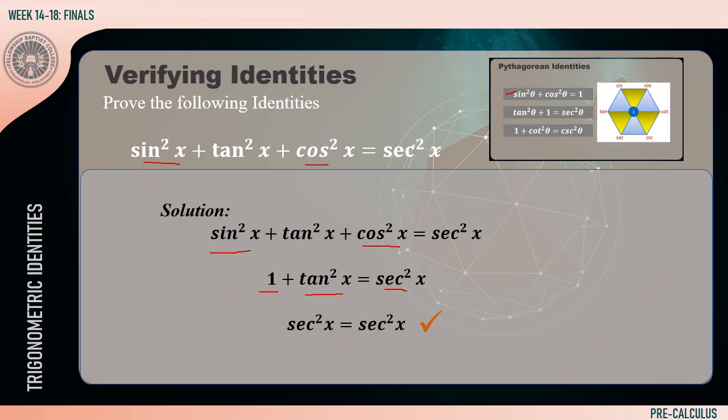Next, ang nabilin na natin is 1 plus tangent squared x. Okay, Pythagorean identity. So 1 plus tangent squared x, may agad diri sa identity. 1 plus tangent squared x is equal to secant squared x. And then we proved and verified that this is indeed an identity.